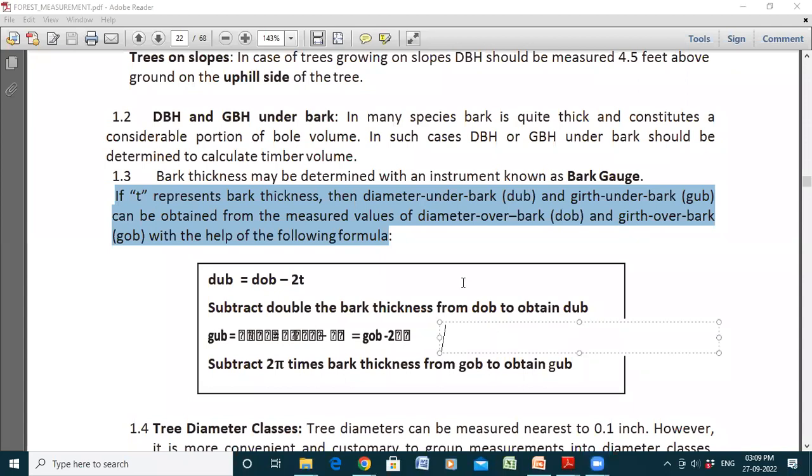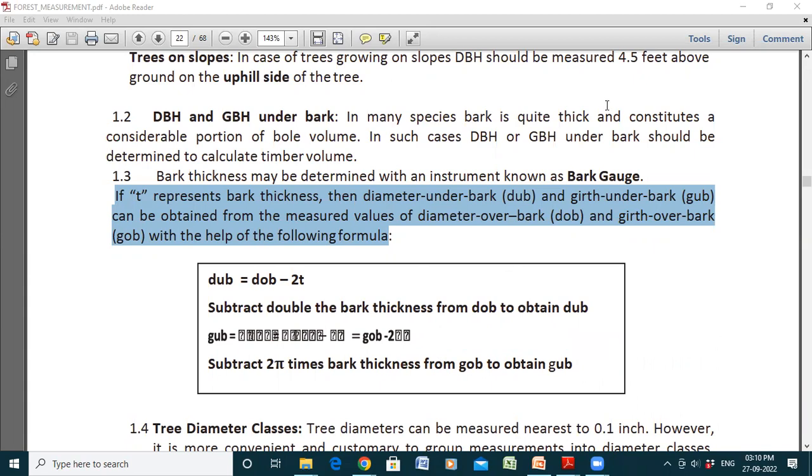What is that exactly? GUB is equal to GOB minus 2 pi T. 2 pi means I'm considering pi; that symbol I'm not using, I'm directly saying pi. So GUB, meaning girth under bark, is equal to girth over bark minus twice pi into thickness. And one more you have got, that is DUB is equal to DOB minus 2T. Okay, so I hope this is clear.